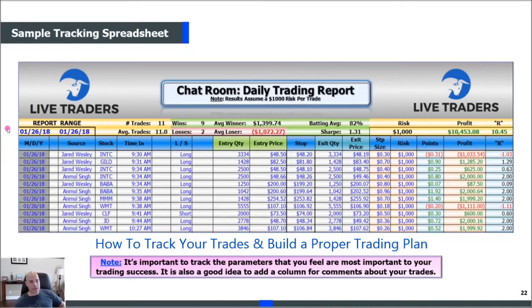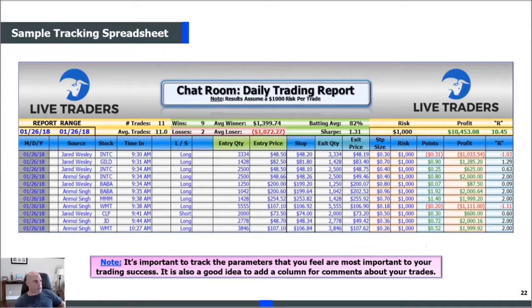Okay, many years ago, like 10 years ago. Okay, it tracks the important stuff. All right, the date, who called the trade, what the stock symbol is, the time you got in. You could also put a column for time out. I used to do that, but I don't do that anymore. Okay, long or short. All right, how many shares you bought, the entry price, the stop loss. You can have one exit, two exits, three exits. Right now, I set it up so it's one exit. The size of your stop, the risk level, how many points you made. Okay, the profit, the R, etc.